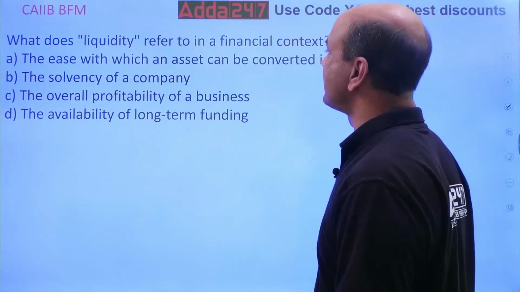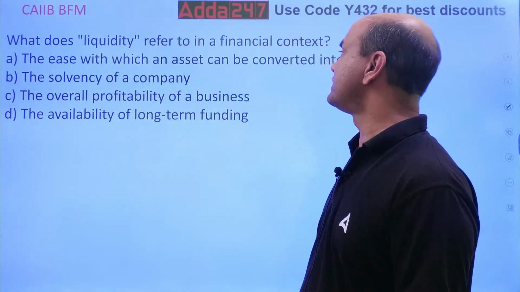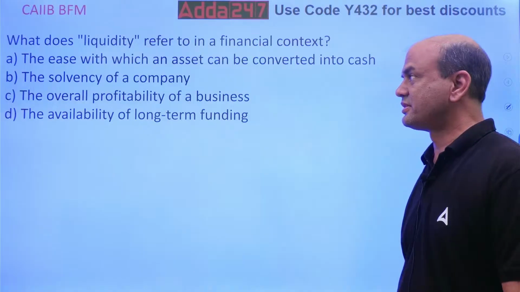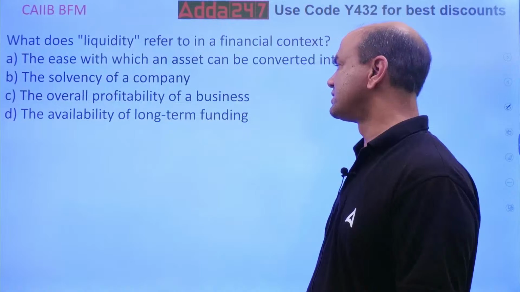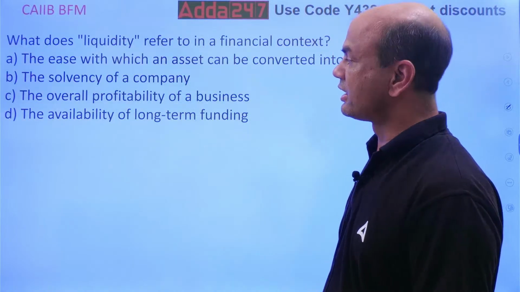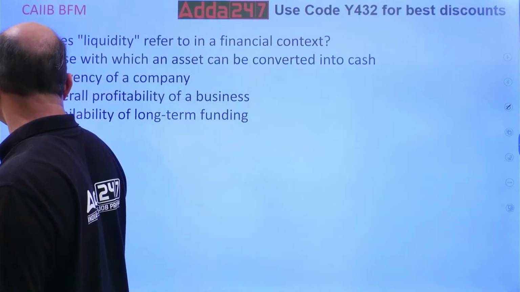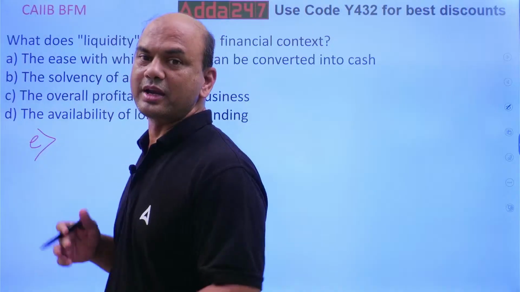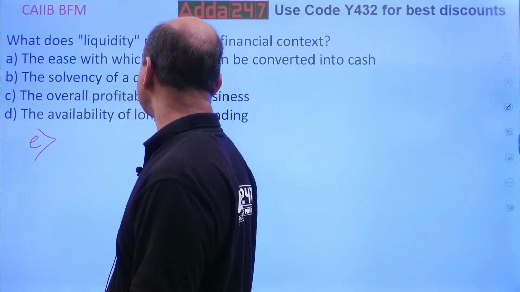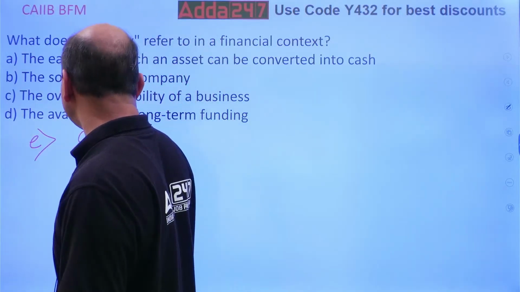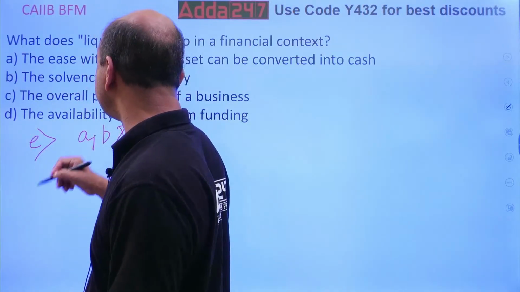What does liquidity refer to in financial context? The ease at which an asset can be converted into cash, the solvency of a company, the overall profitability of the business, the ability of long-term funding, and an E option. Now I'll again put a trap. A, B and C.